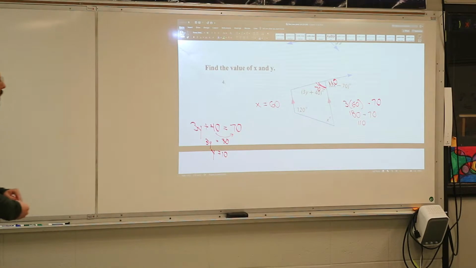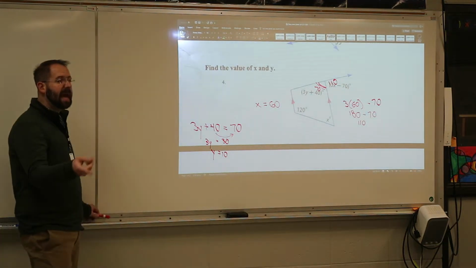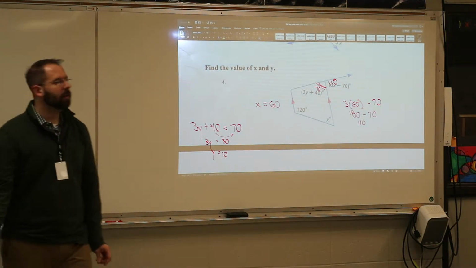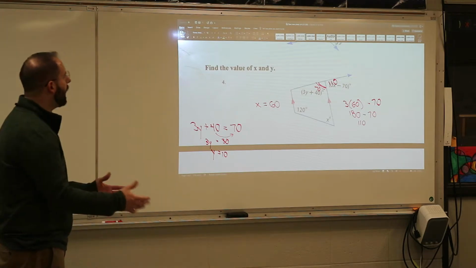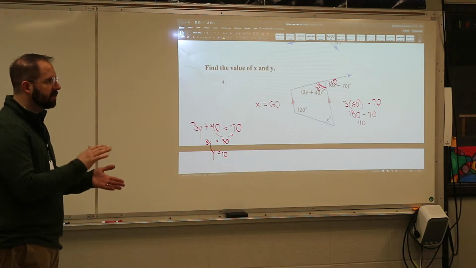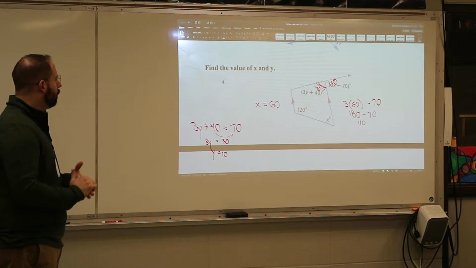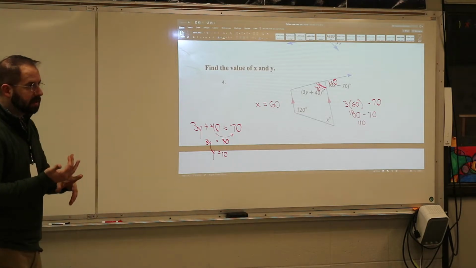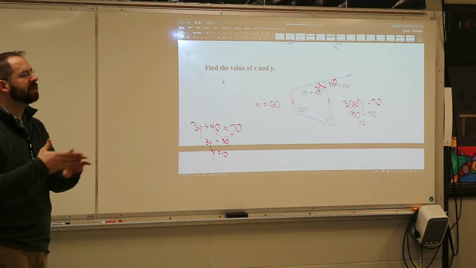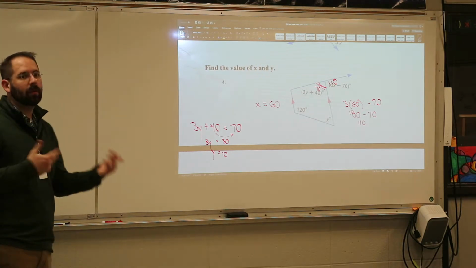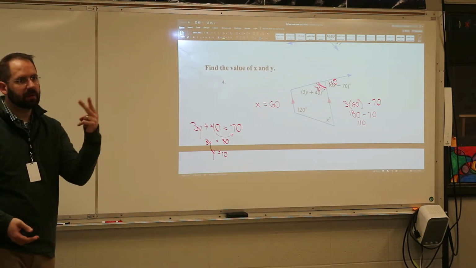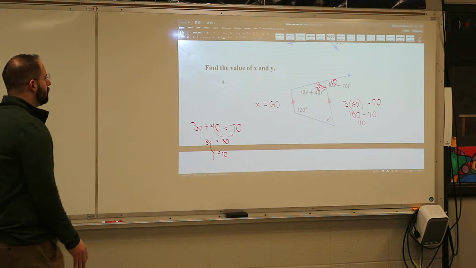But most people get stuck. They know how to usually find x. That's usually what they know. But then they don't know how to use it. They have to go plug it back in and then do some common sense checks to figure out the other ones. It's going to be using same side interior, alternate interior, corresponding. It'll be using something, but you have to go find one of the letters. One of the letters is usually easy. The other one's a little more challenging. So you have to go find it.